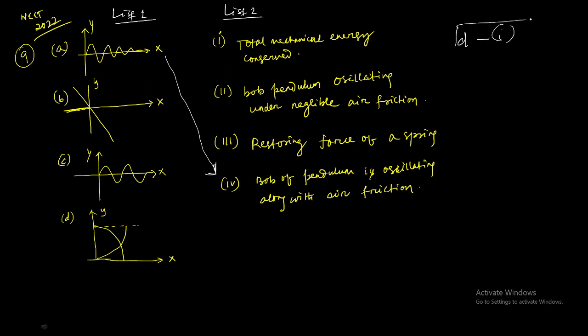Why? Because you know that the graph between potential energy and kinetic energy looks like this. This will basically be your kinetic energy graph. This will be your potential energy graph, and this dotted line is your total energy. So this graph is actually showing that total mechanical energy is conserved.